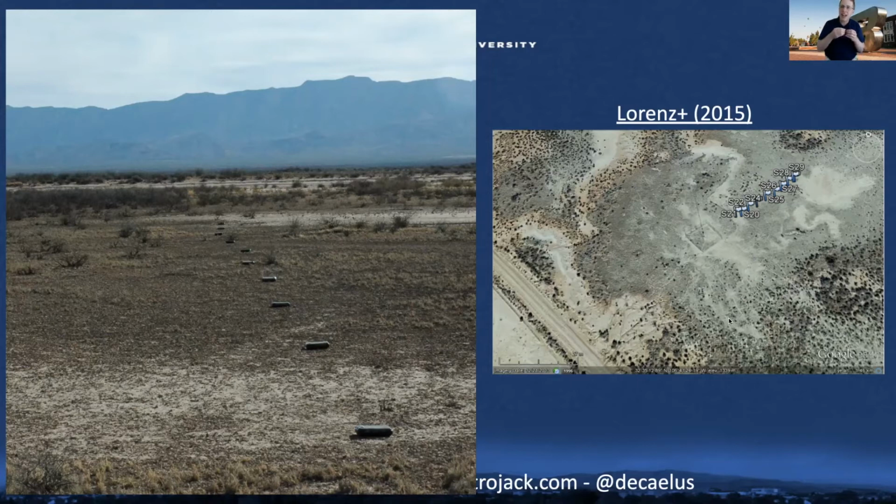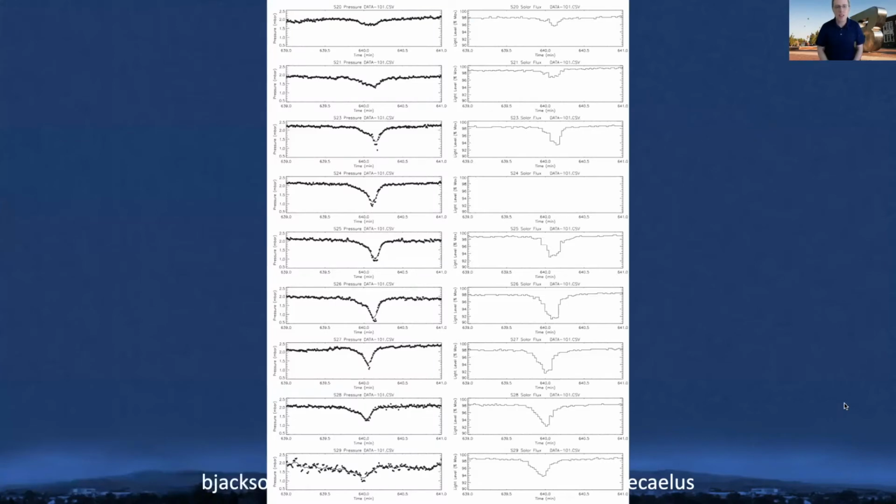They deployed that line of sensors in a direction roughly perpendicular to the prevailing wind direction and collected a really lovely data set. Here I'm showing data from a specific vortex encounter as seen by several instruments in the network. So here on the left column, I've got pressure time series, and on the right column, I've got that solar flux measurement. And so you can see there's a dip in both of these time series from all of the instruments, indicating a vortex encounter, in this case, a dusty vortex, a dust devil.